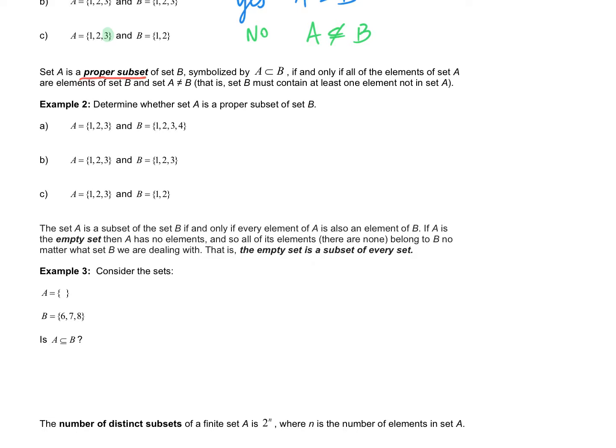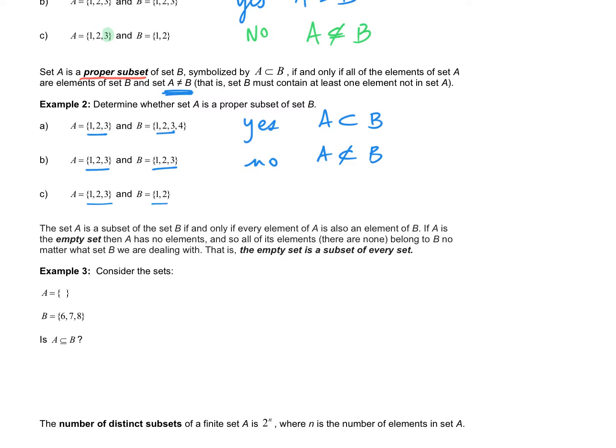Again, let's look at an example. And I say 1, 2, 3 is A, and B is 1, 2, 3, 4. Yes, every element here is in there. There's no element in A that is not in there, so yes, A is a proper subset of B. Now here, 1, 2, 3, and 1, 2, 3. Yes, 1, 2, 3 is in there, but A is equal to B. Therefore, no, A is not a proper subset of B. It's a subset, but not a proper subset of B.